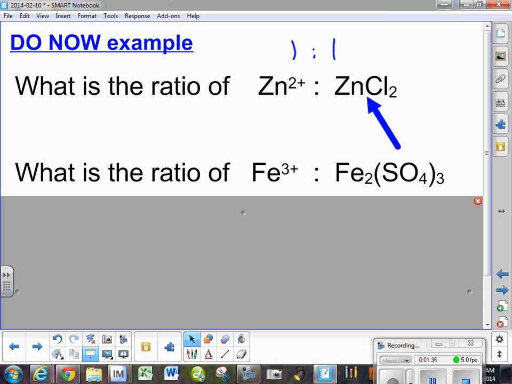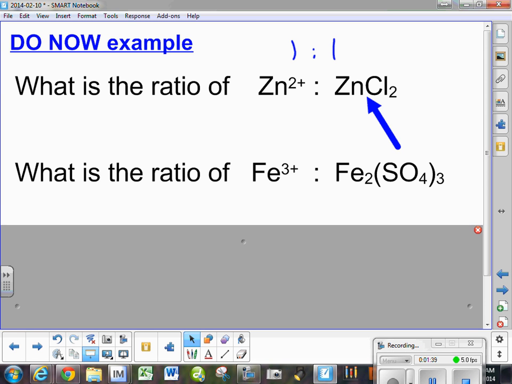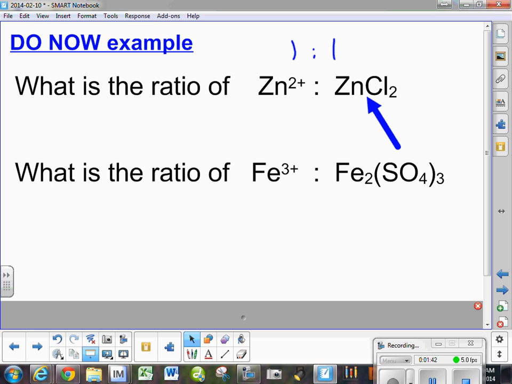Now, as we go on, what is the ratio of iron 3 plus to iron 3 sulfate? Iron 3 because it's a 3 plus ion, and sulfate because that's the name of the sulfate ion. As we look at this, we again look at the subscript for the iron. The subscript for the iron is 2. And so, when we're writing the ratio, we have a 2-to-1 ratio of iron 3 to iron 3 chloride. Or, not iron 3 chloride, iron 3 sulfate.